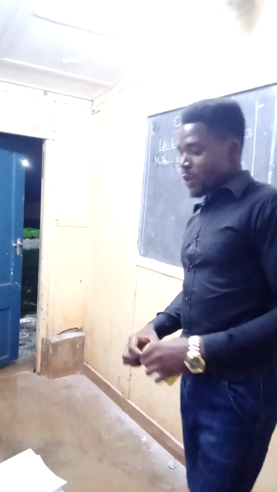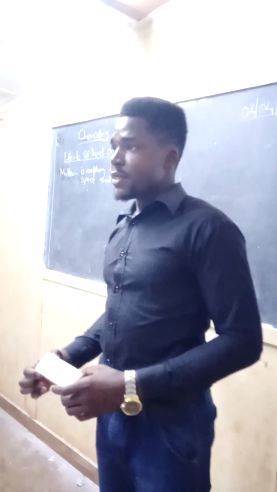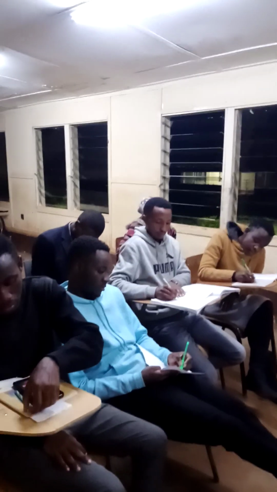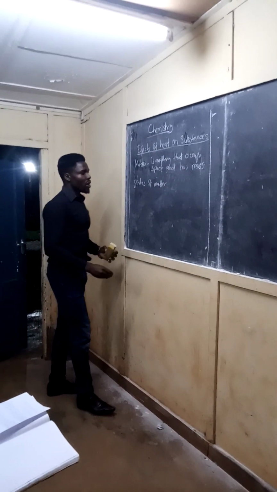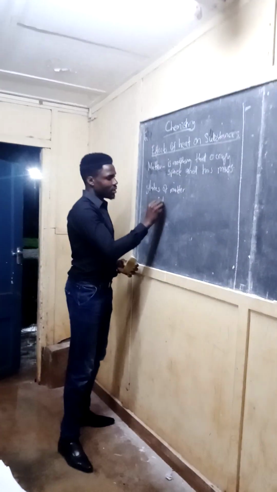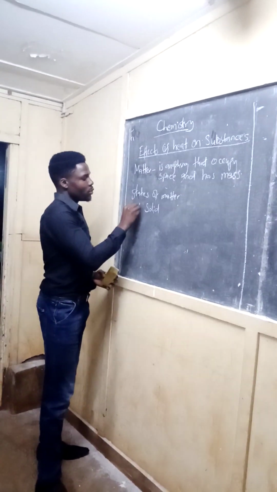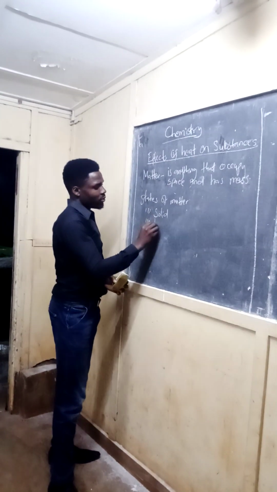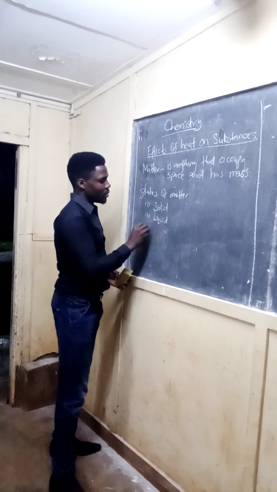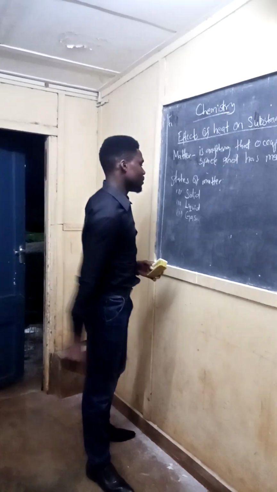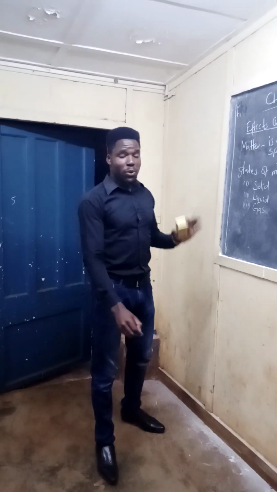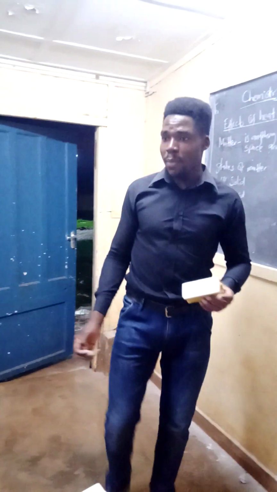And we have different states of matter. Write down: states of matter. Number one, we have solid. Number two, we have liquid. Number three, we have gas. These are the states of matter: solid, liquid, and gas.